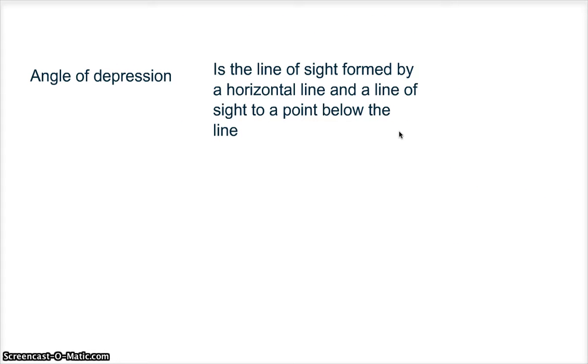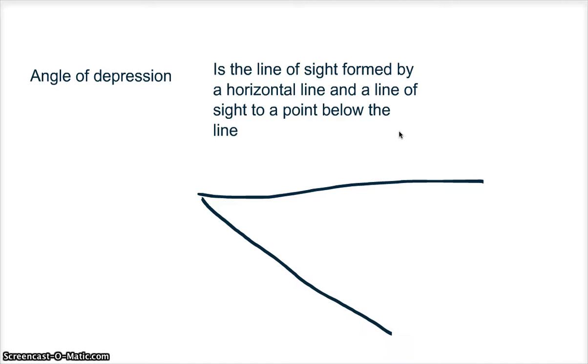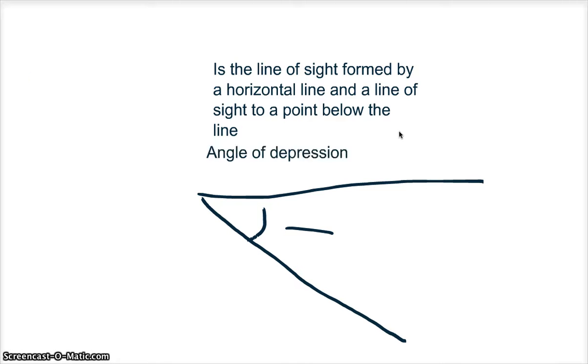So angle of depression is the angle formed by a horizontal line and a line of sight to a point below the line. For example, if you were looking straight, that would be your horizontal line. But if you were actually looking down, that's your line of sight. This space in between would be considered your angle of depression.